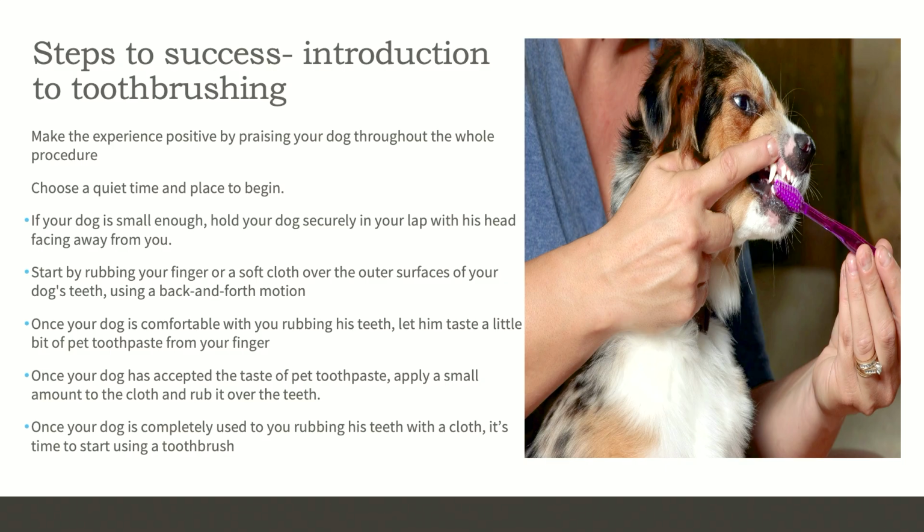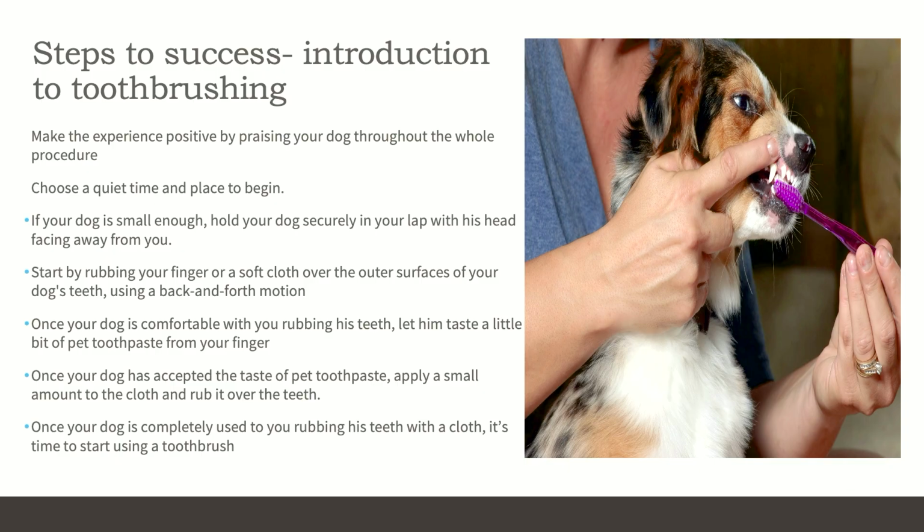Start by rubbing your finger or a soft cloth over the outer surfaces of the dog or cat's teeth, using a back and forth motion, focusing on the area where the gum touches the tooth surface. Be careful to stay on the outside areas of the teeth to avoid being accidentally bitten in the beginning stages. For the first few lessons, it's a good idea to rub the cloth only along a few teeth rather than the whole mouth, especially if they're unsure or nervous about the process.